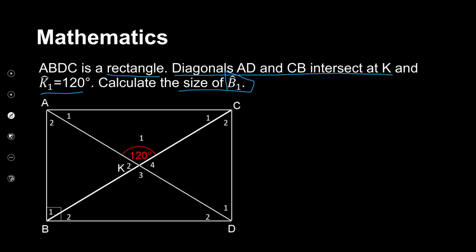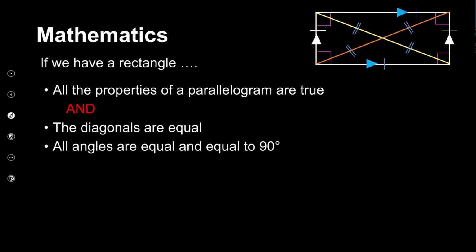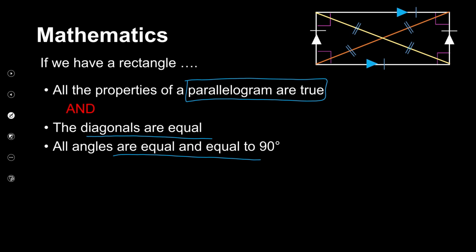So firstly, we go back and look at the properties of this particular rectangle. All the properties of a parallelogram are true. The additional properties are that the diagonals are equal and the angles are equal and equal to 90 degrees. So what that simply means is this here becomes an isosceles triangle, and that there becomes an isosceles triangle, making this angle equal to that, and this angle equal to that one there.